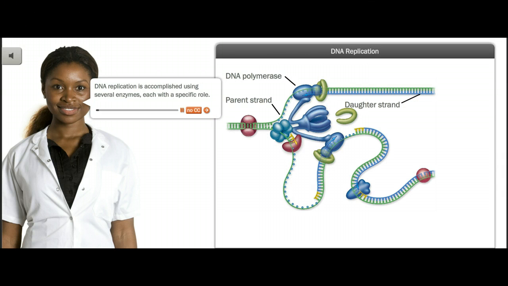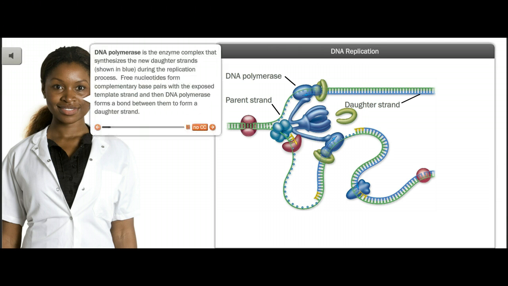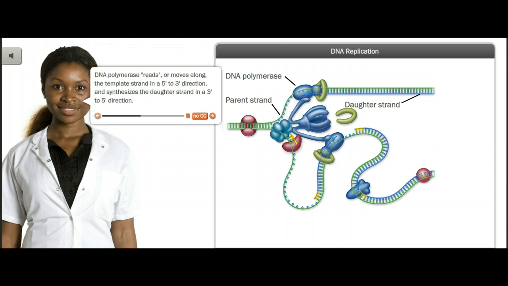DNA replication is accomplished using several enzymes, each with a specific role. DNA polymerase is the enzyme complex that synthesizes the new daughter strands, shown in blue, during the replication process. Free nucleotides form complementary base pairs with the exposed template strand, and then DNA polymerase forms a bond between them to form a daughter strand. DNA polymerase reads or moves along the template strand in a 5' to 3' direction, and synthesizes the daughter strand in a 3' to 5' direction.